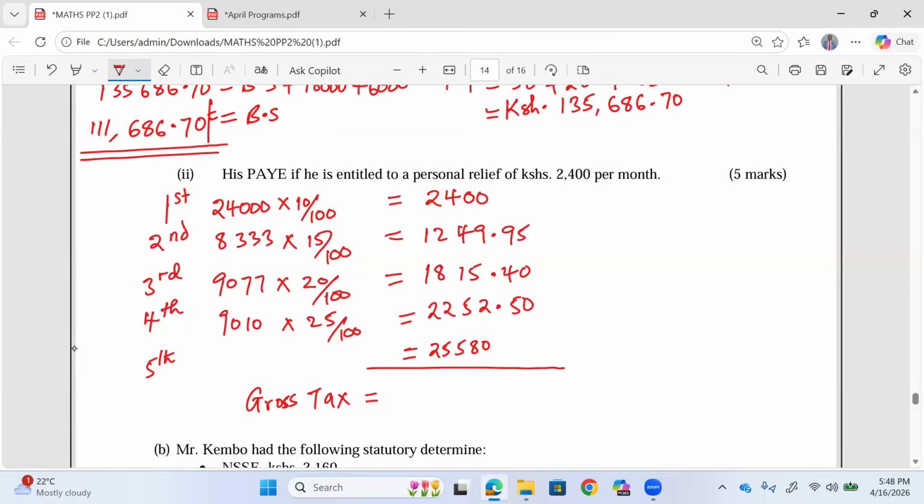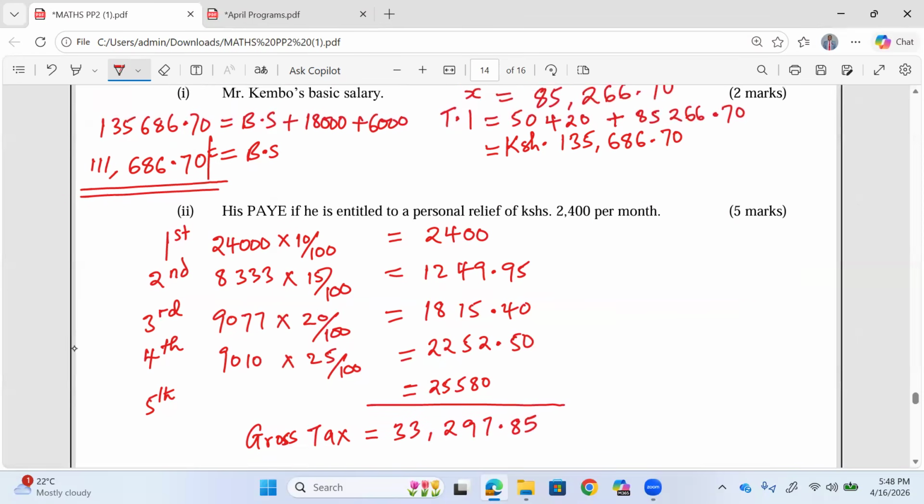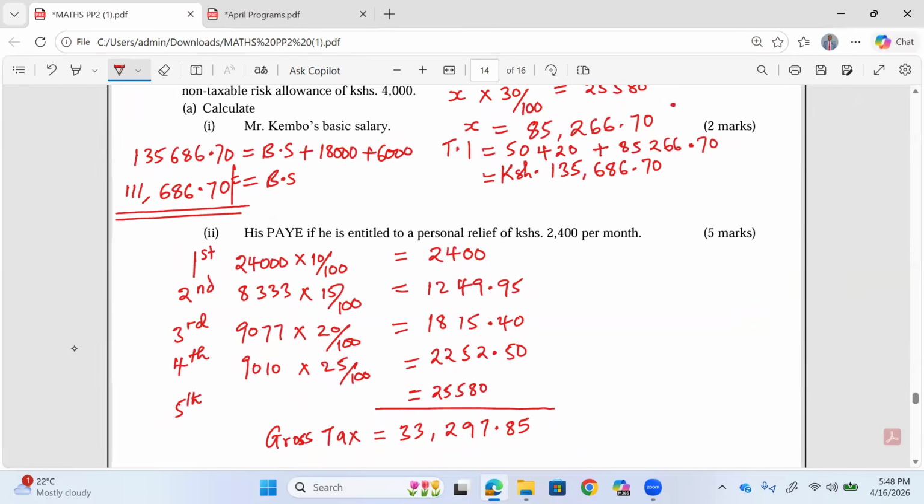2400 plus 1249.95 plus 1815.4 plus 2252.5 plus 25,580. This is exactly 33,297.85. I hope that is the correct value. So you can confirm from your side. Just make sure you confirm for purposes of accuracy.